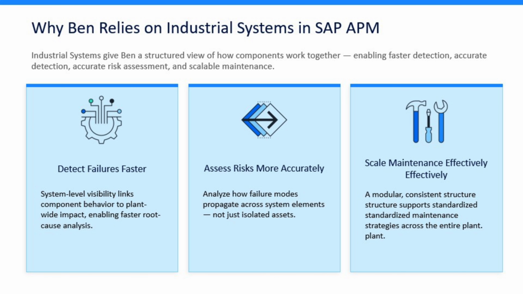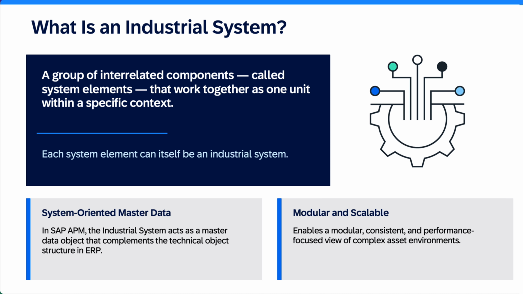That's why Ben relies on industrial systems in SAP Asset Performance Management. They give him a structured view of how components work together, so he can detect failures faster, assess risks more accurately, and scale maintenance effectively. But what exactly is an industrial system, and how does it help Ben analyze complex operational behavior?